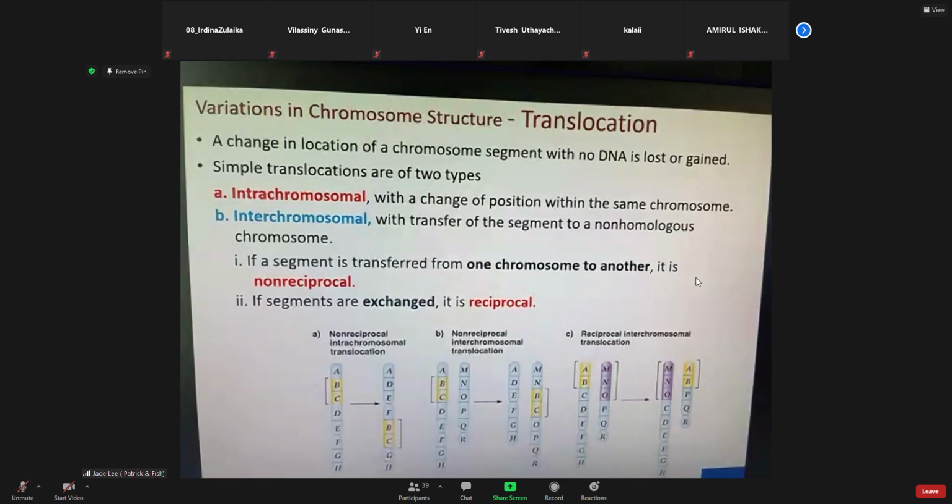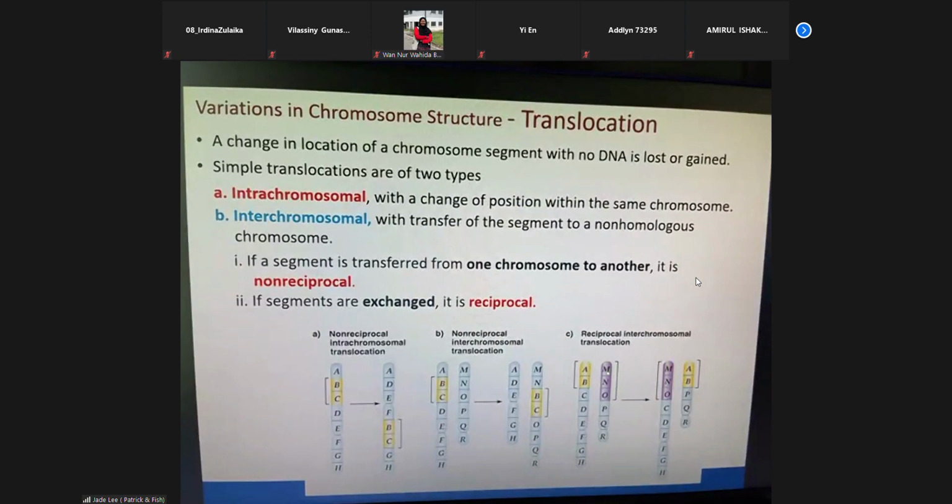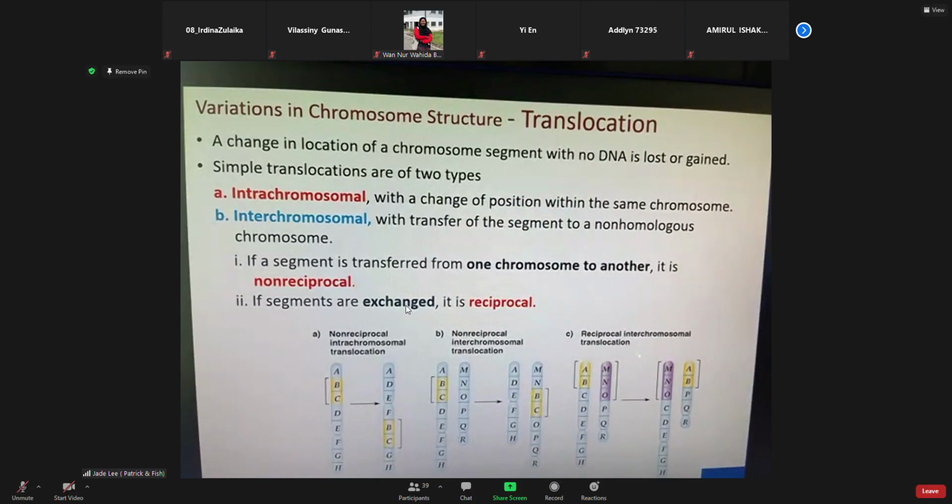Kalau reciprocal interchromosomal translocation, kalau you tengok sini, A, B, M, ini kawasan sama kan? Cuma dia tertukar tempat saja kan? Okay? So this is what we call reciprocal. Reciprocal interchromosome. Dia interchromosome kan? Boleh faham? Boleh, Doctor.